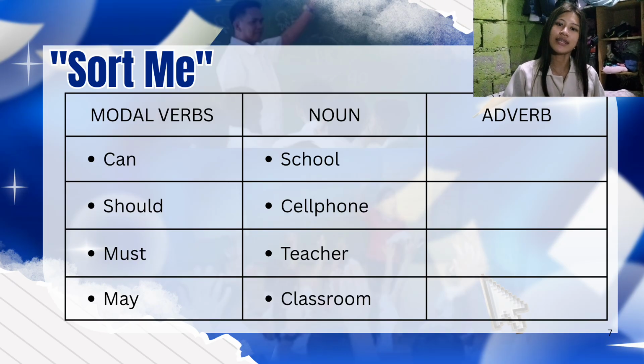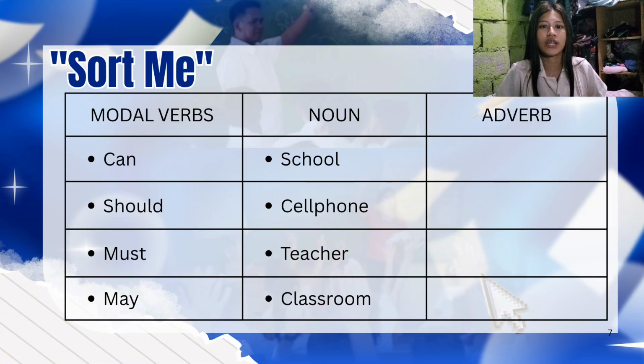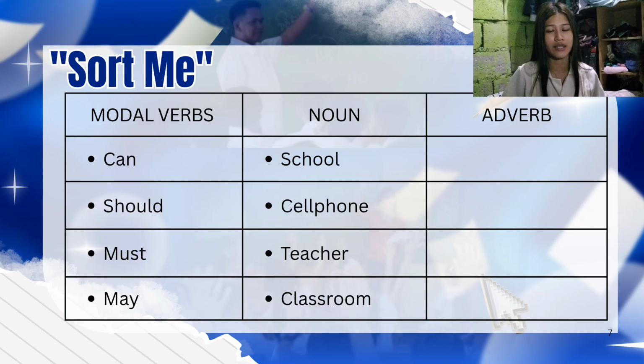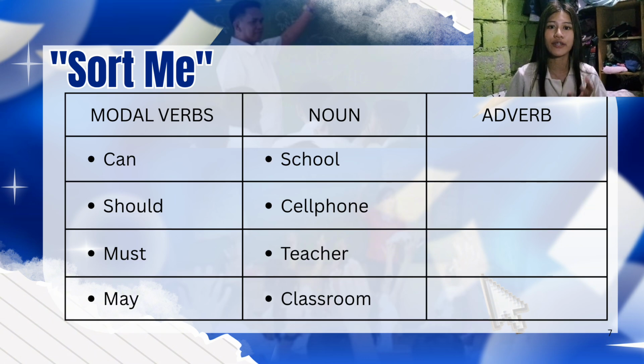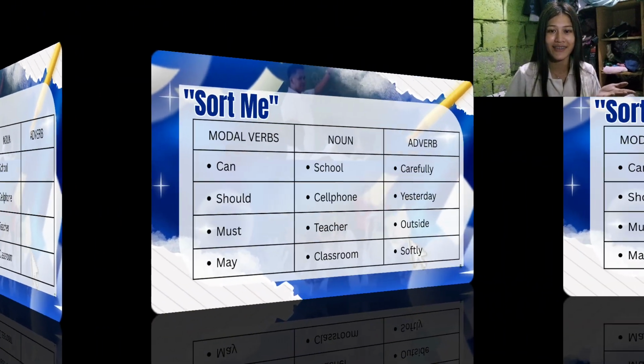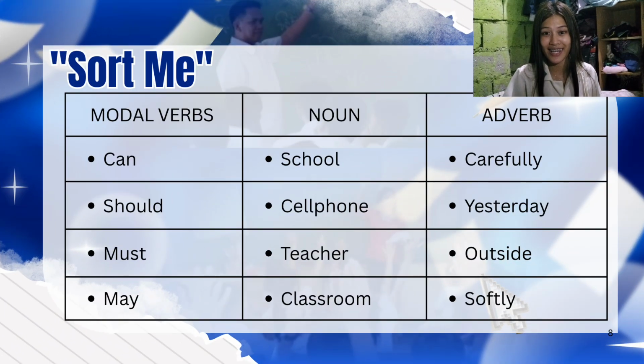Now, let's move on to the adverbs. I will give you also 2 minutes to do this activity. Okay, now I see that all the class are done. These are the words under the adverbs category. So we have carefully, very good, yesterday, outside, and softly. These words are adverbs because they describe how, when, or where an action happens.